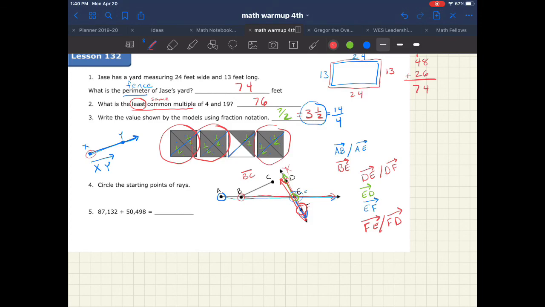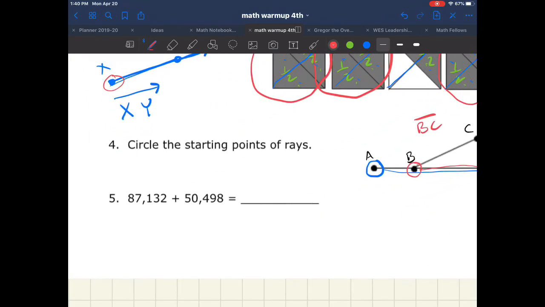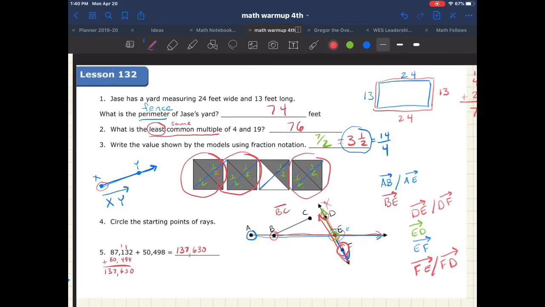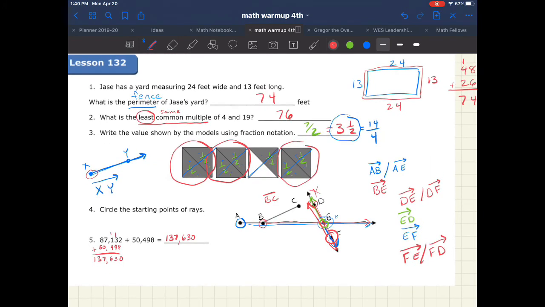All right, finally, we are at the last one, some addition, 87,132, and we are going to add 50,498. 8 and 2 is 10. 9 and 3 and 1 is 13. That would be a 6. 137,630. There you go. There's lesson 132.